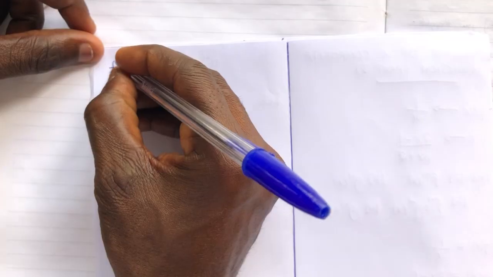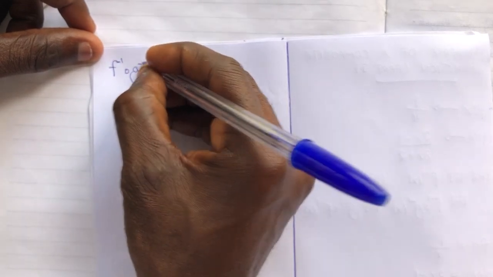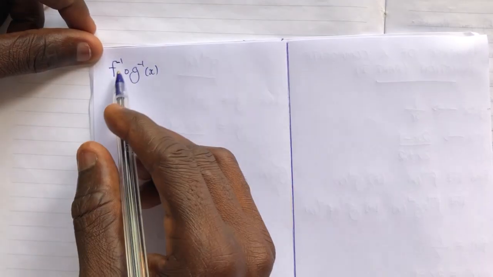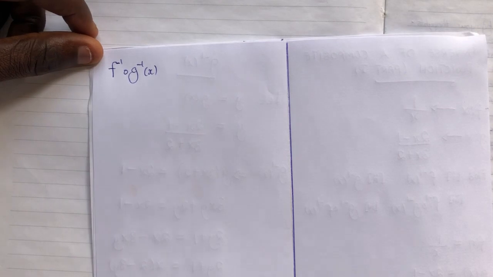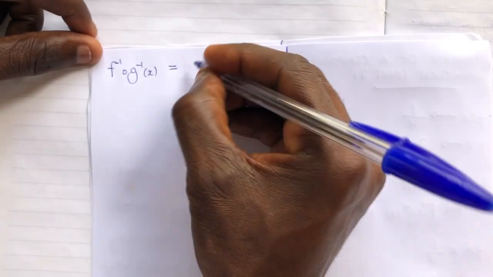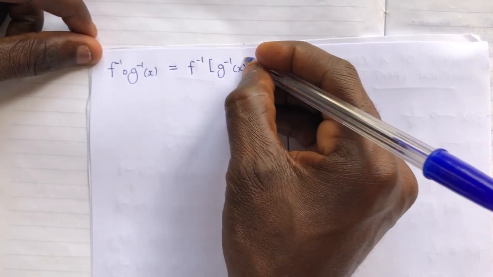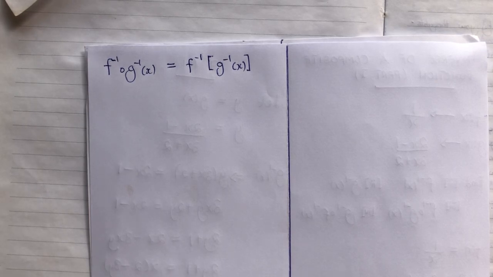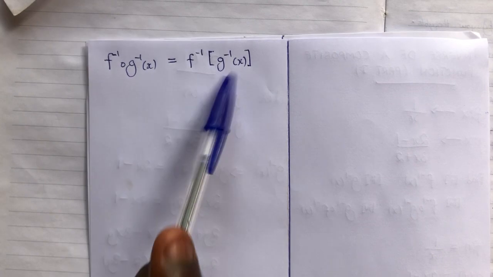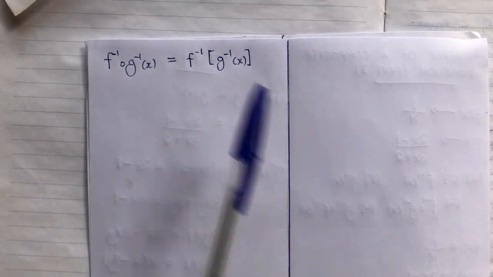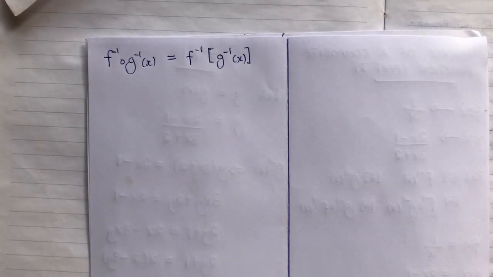The next thing is to solve for f inverse composite g inverse of x. And this is how we write it. It becomes f inverse of g inverse of x. If you have not watched composite functions part 1, go through the channel and search for this video, composite function part 1. Learn on composite functions, get the basic understanding, and then come back to this video.